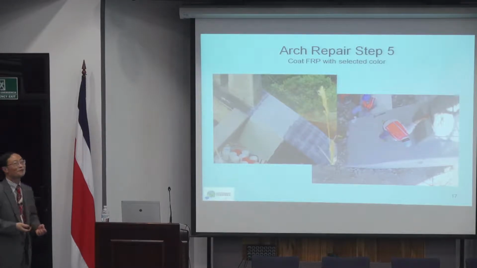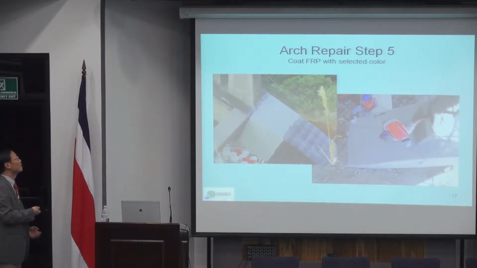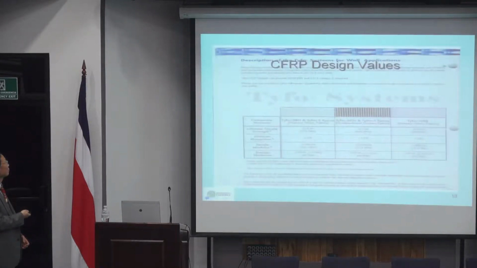Of course, nobody wants to see the black, so in most bridge rehabilitation they will coat the FIP material with a concrete color so that it looks like concrete. Yeah, these are the materials they use, and that's the material specification they use for the design.